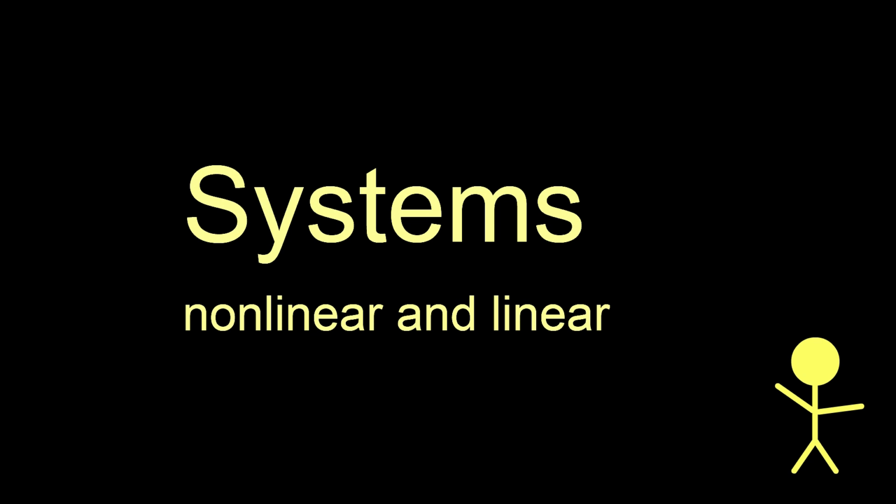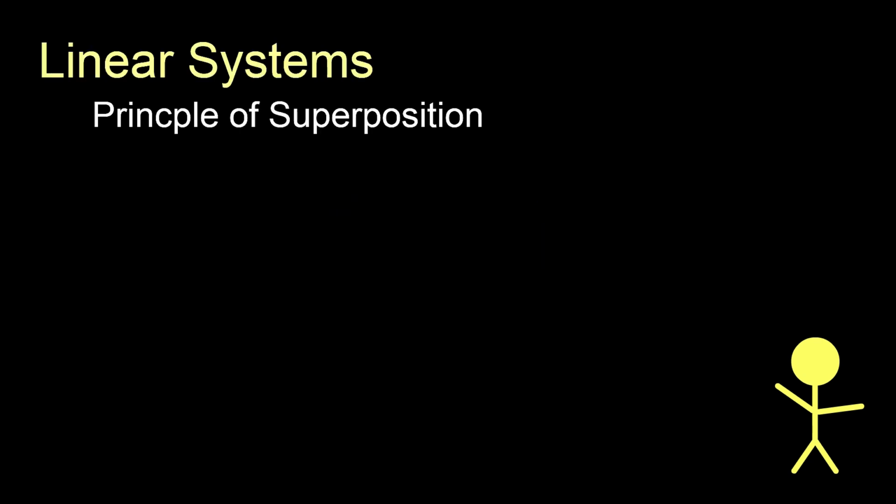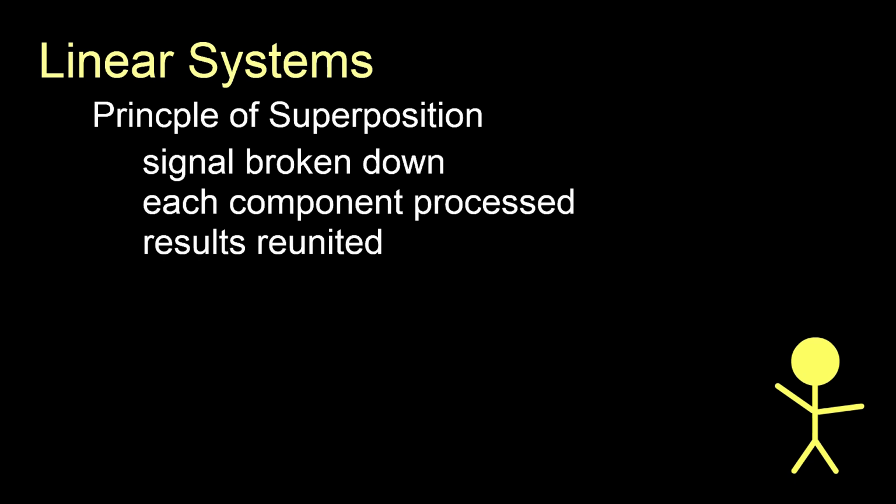A system is something that outputs something when it is given an input. There are two types, nonlinear systems and linear systems. Linear systems are just systems that follow the principle of superposition. Superposition is a divide and conquer strategy where the signal is broken down into simple components, each component processed individually, and the results are reunited. Superposition is foundational to digital signal processing.